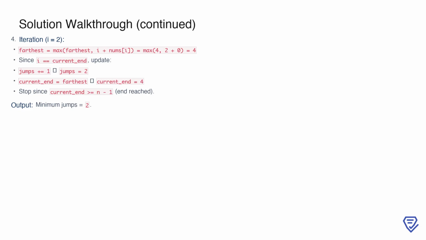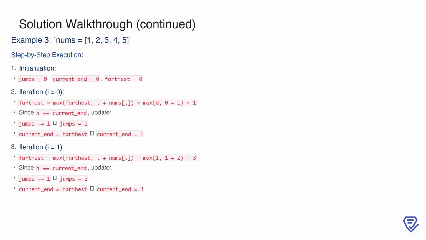At index 2, we calculate farthest as max(4, 2 + 0), which remains 4. Because we've reached the end of the current jump range, i equals current_end, we increment the jumps counter to 2 and update current_end to 4. At this point, current_end is greater than or equal to the last index of the array, so we stop. The minimum number of jumps required for this example is also 2.